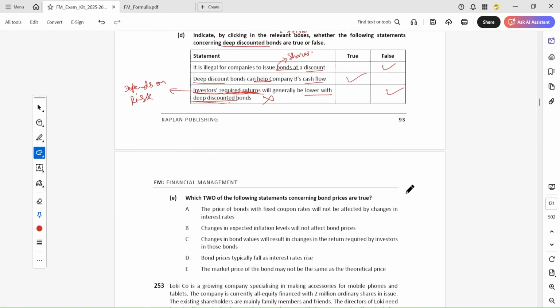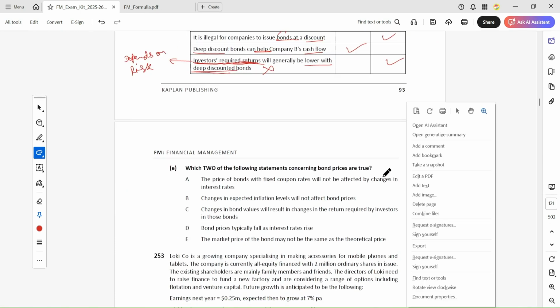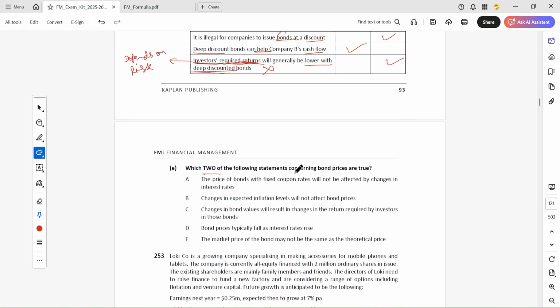Next we have: which two of the following statements concerning bond prices are true? The price of bonds with fixed coupon rates will not be affected by changes in interest rates.